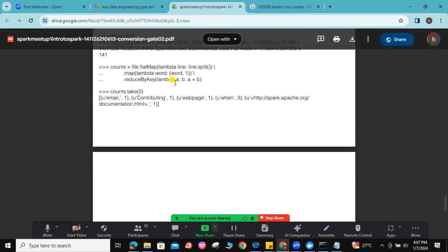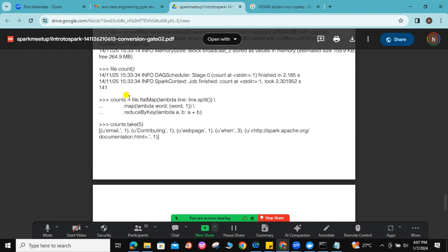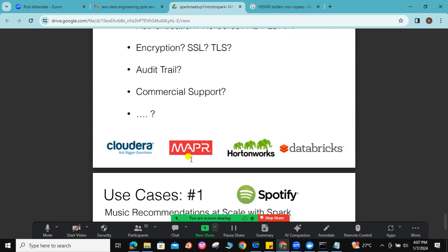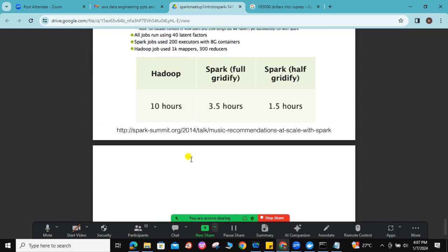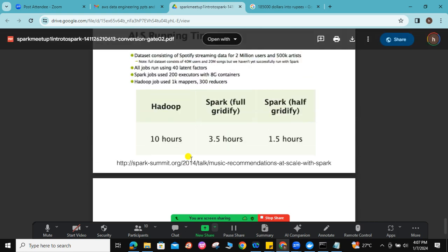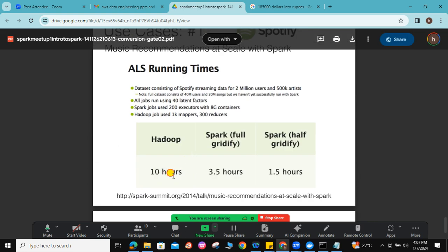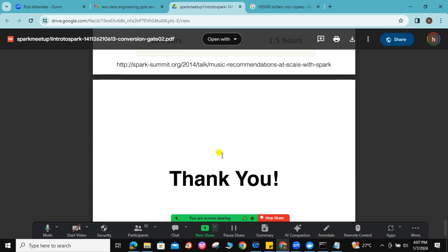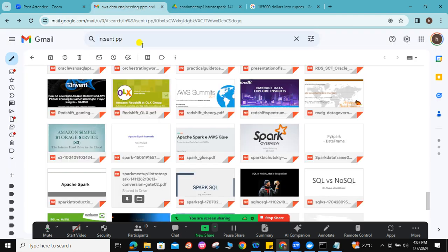Word count example. See, counting the words. Flat map, lambda. I have shown you again and again. They have said that in Hadoop it takes 10 hours, in Spark it is 1.5 hours. I don't know what this full grade, half grade is. I have to read this. It's not required.